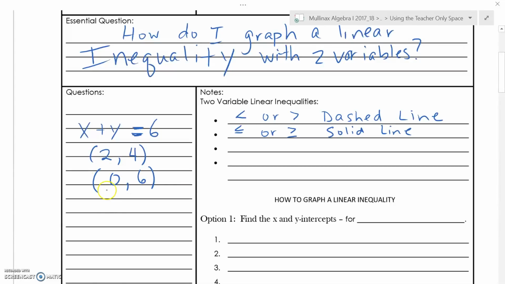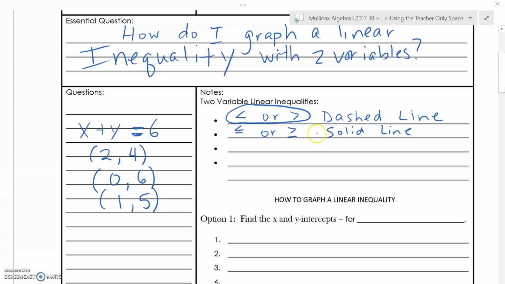(0, 6), (1, 5). We could come up with all sorts of solutions such that the x and the y add to equal 6. When we graph these points, those points are on the line. The line is the line that makes all of the points equal to 6. So when you're using a symbol that is less than or greater than, you're showing that the line is the boundary line, but those points on the line are not solutions. So we dash the line because the points are not solutions.